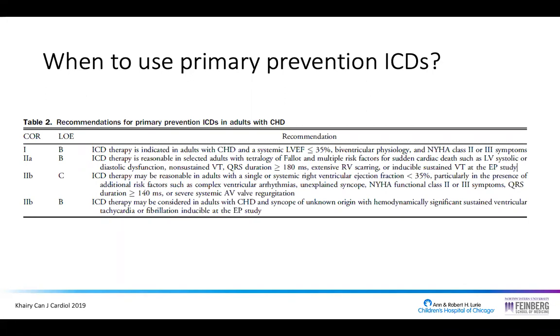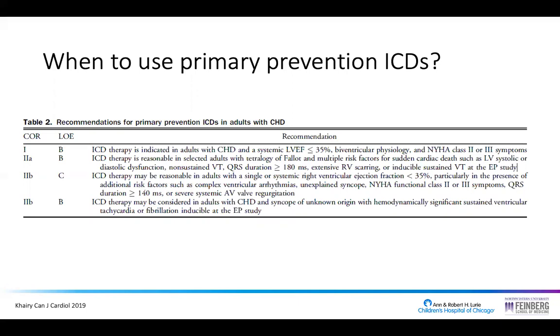This is from Paul Carey's 2019 work. It draws on a bunch of different recommendations, including the main recommendations from HRS-ACC, the lead author of which was Epstein. But this is a nice, tight summary. And it says there's only one class 1 indication for primary prevention ICDs in adults with congenital heart disease, which is adults with congenital heart disease, systemic LV ejection fraction less than 35%, biventricular physiology, and New York Heart Association class 2 or 3 symptoms.